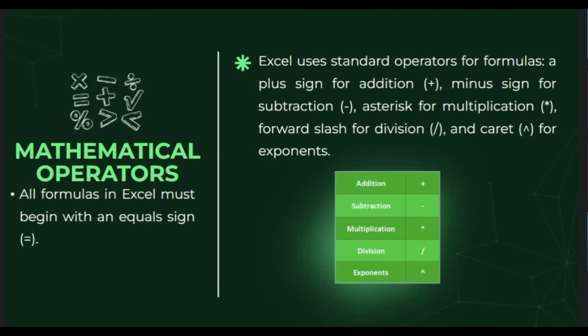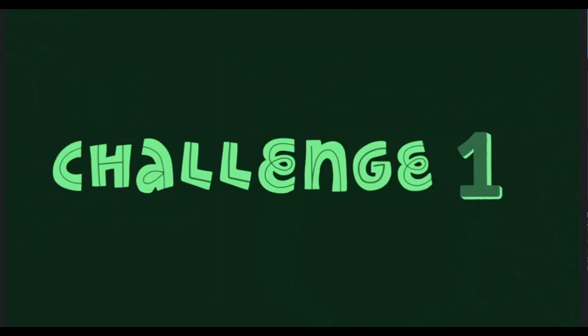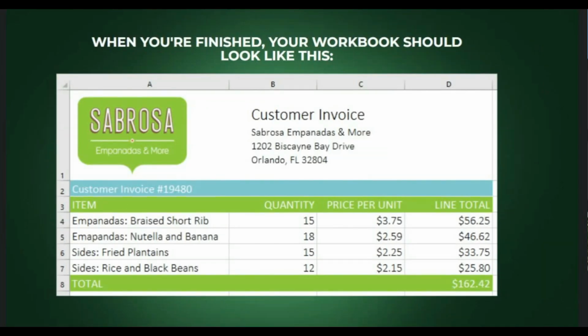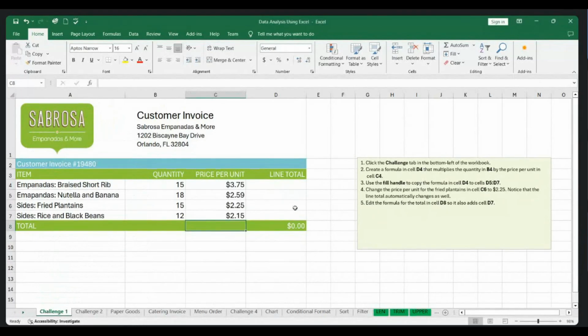So katulad ng sa math, Excel also uses the standard operator for formulas: plus sign for addition, minus sign for subtraction, asterisk for multiplication, forward slash for division, and caret for exponents. And then challenge 1. So let us try. Yan. So I'll just present yung challenge. So basic, let's start with the basic.